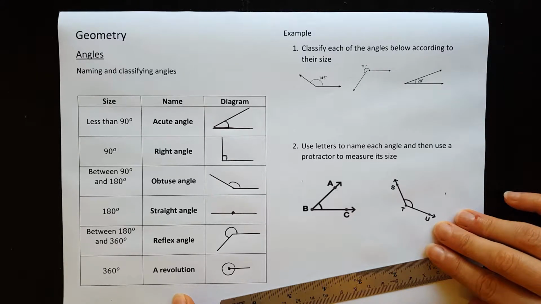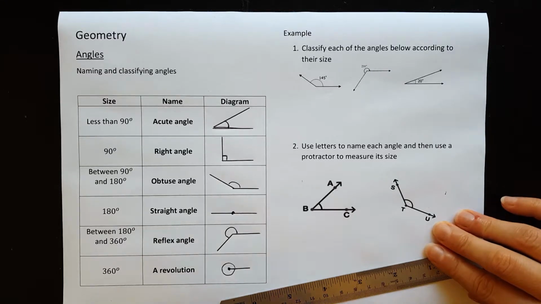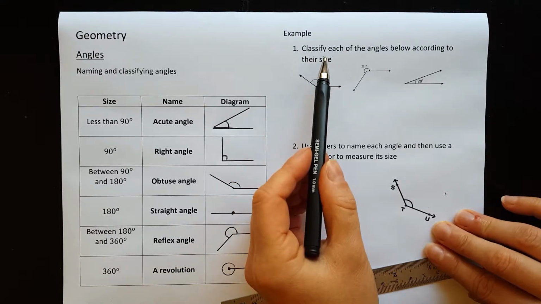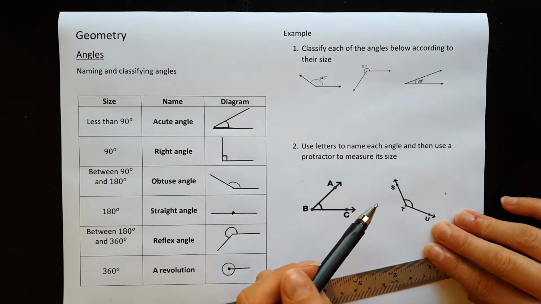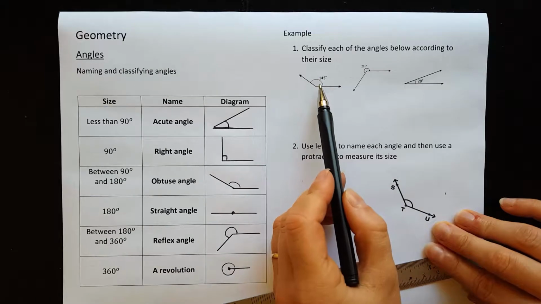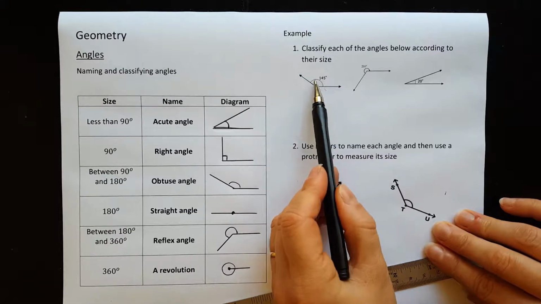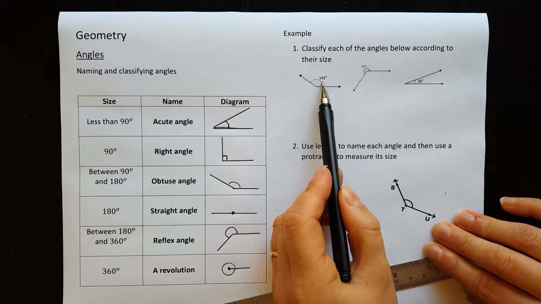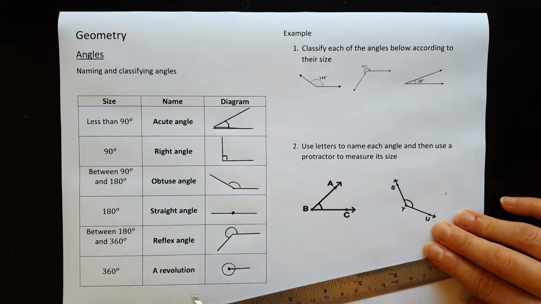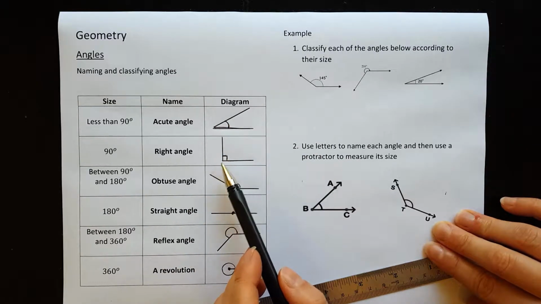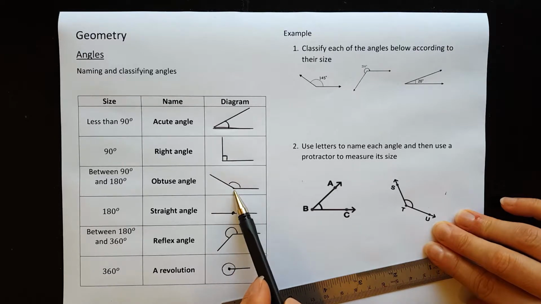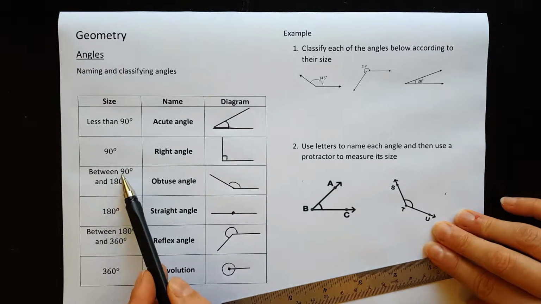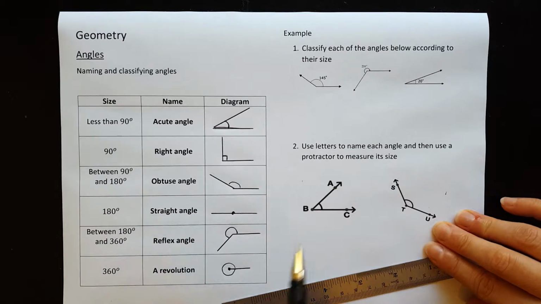We have a few examples to do today. Let's have a look over here at number 1. Classify each of the angles below according to their size. This angle here has 145 degrees labeled on it. Which one in our table? What type of angle is that? These are too small, getting bigger. It looks a bit like this one, doesn't it? So it's between 90 and 180 degrees, so it's an obtuse angle.